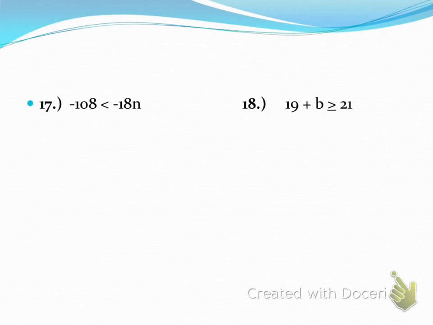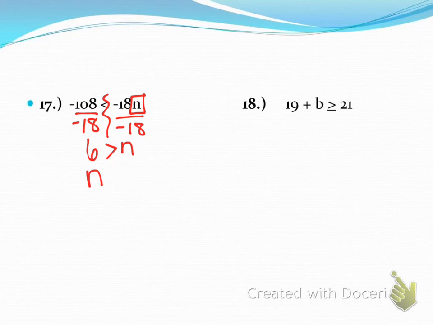I won't finish it. So to start off 17, I need to get n by itself. What do I need to do to both sides? If I divide by a negative, what special thing happens? We flip the sign in the middle here. What is negative 108 divided by negative 18? A positive 6. But is my variable on the side that I want it on? No. So now I'm going to flip the whole thing over. So my sign flipped 2 times for 2 different reasons.